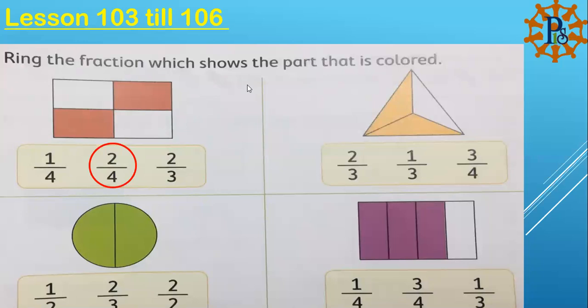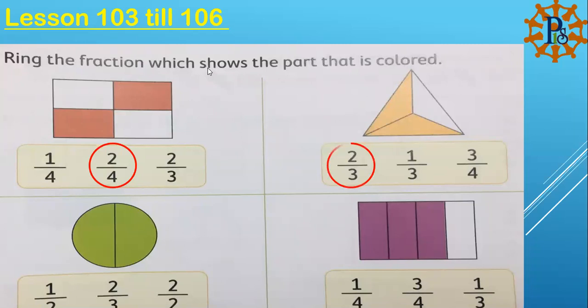It's me, Ibrahim. Ibrahim, how are you? Ibrahim, can you solve this one about the triangle? What do you think? The colored bar, does it represent two thirds or one third or three fourths? Three fourths? Why? No. Two thirds.